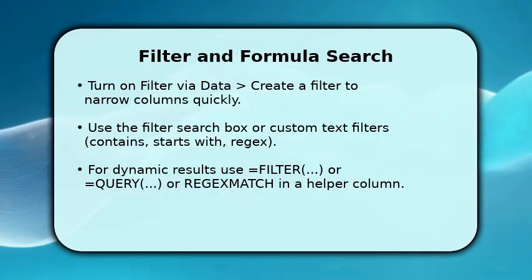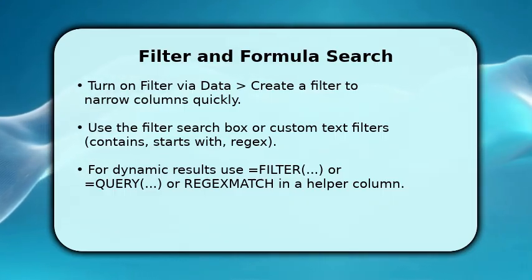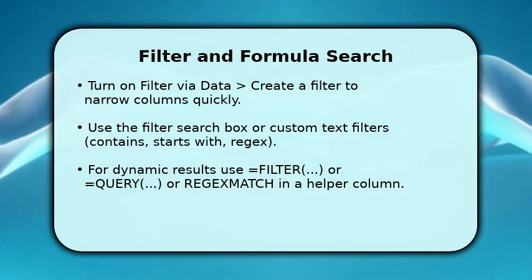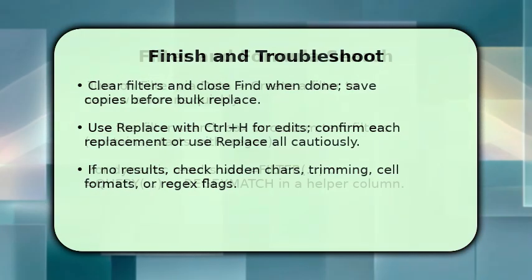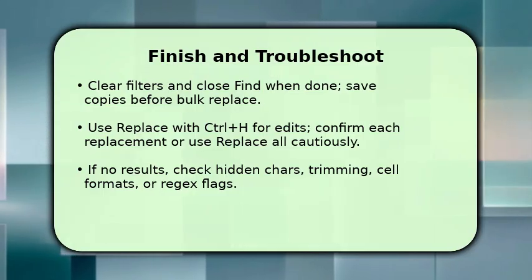If you want live, computed results, create a helper column with equals REGEXMATCH, I, term, or use equals FILTER, range, condition, or equals QUERY, range, "select asterisk where". These formulas return matching rows you can copy. Finish by reviewing each found or filtered row and then clear filters to restore the sheet.